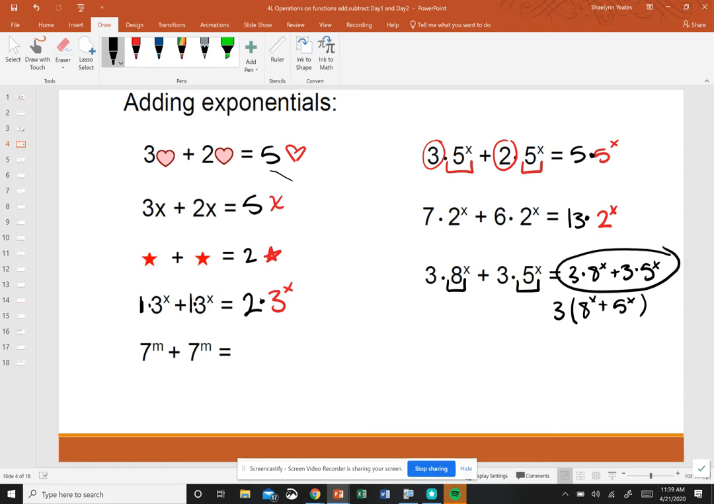All right, let's take a look at this last problem at the very, very bottom. We've got 7 to the m plus 7 to the n. Are these the same? Yes. So how many are there? There's one of each. There's one here and one here. What's 1 plus 1? 2. We've got 2 times 7 to the m.